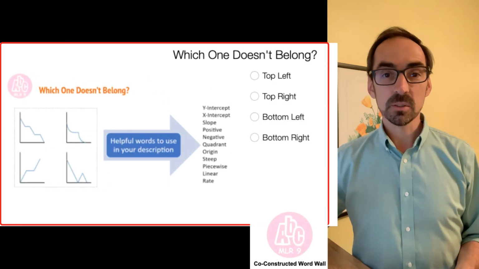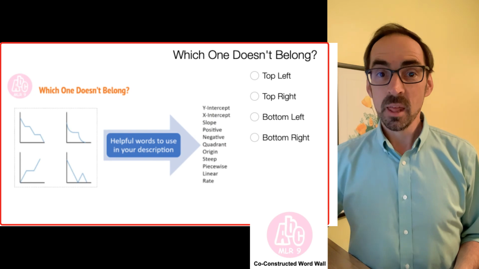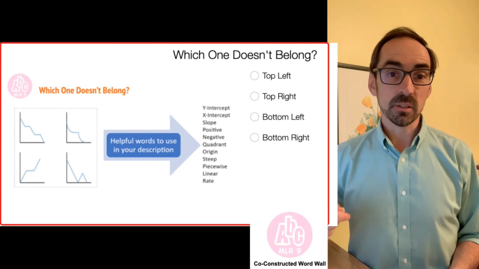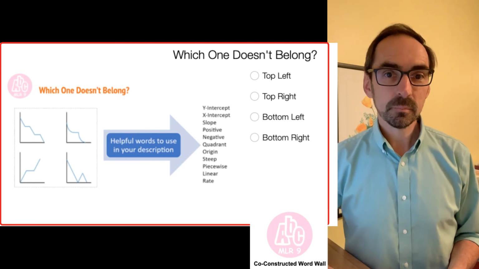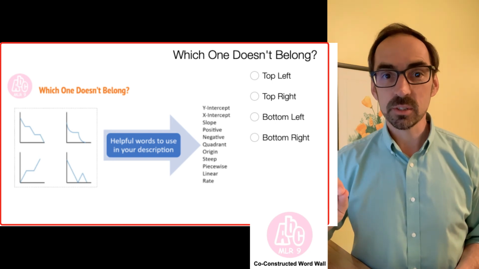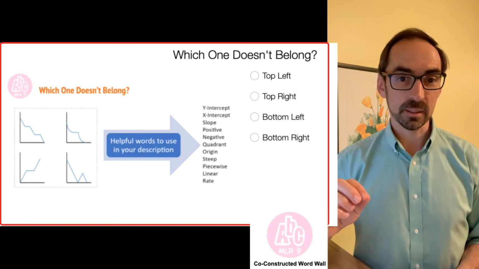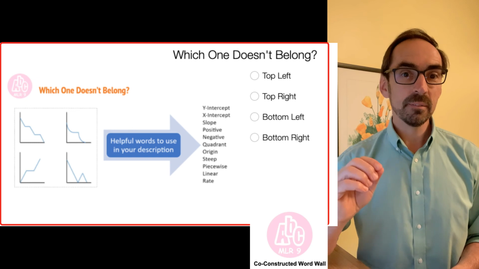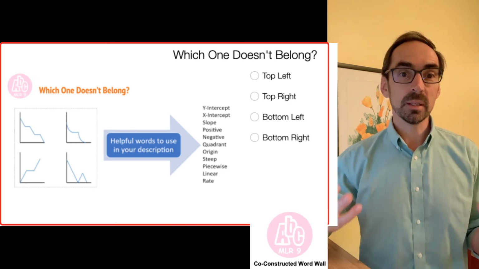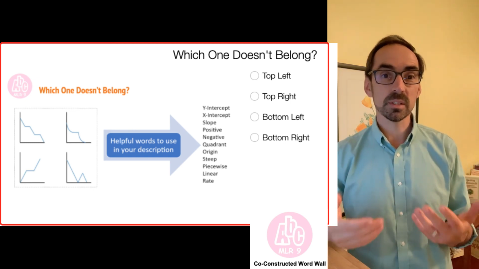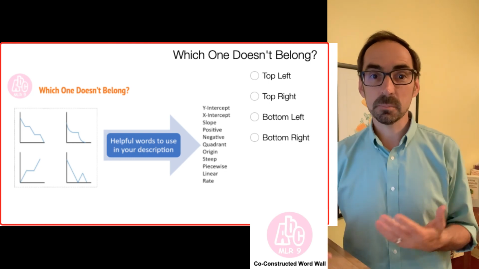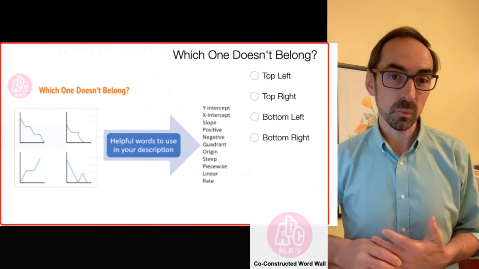We also gave the students a list of helpful words that they could use in their description of which one doesn't belong. We don't recommend that teachers define all of these terms at the beginning. Instead, we have found it very helpful for teachers to allow students to start using those words naturally as they try to explain which one doesn't belong and why.